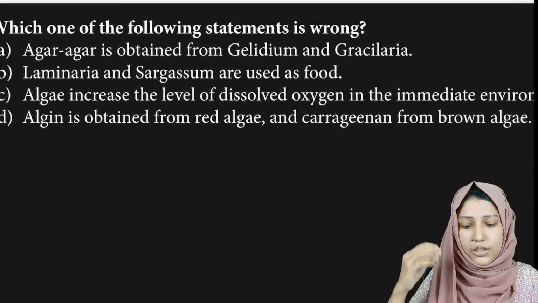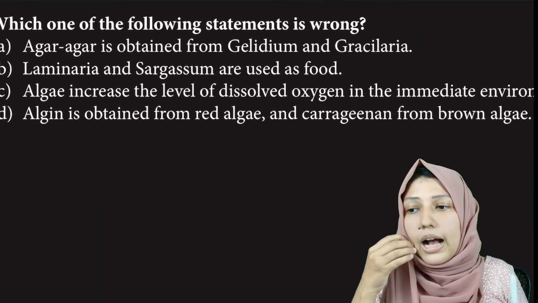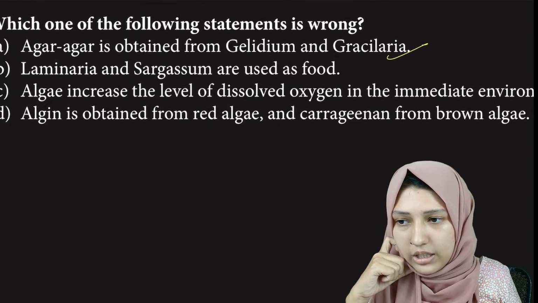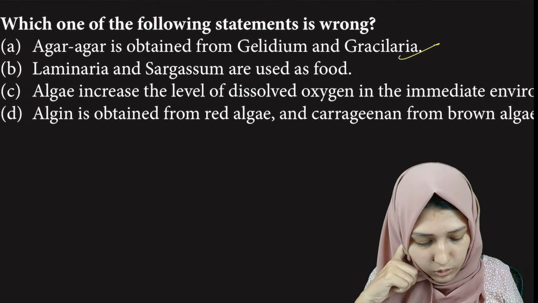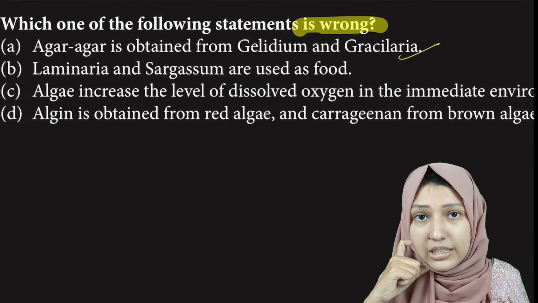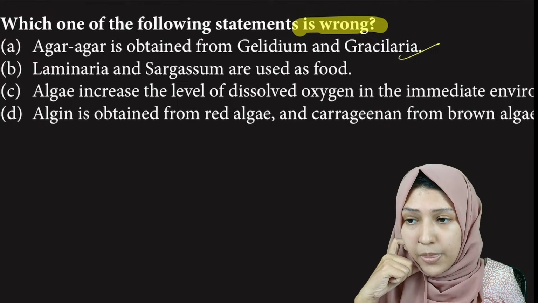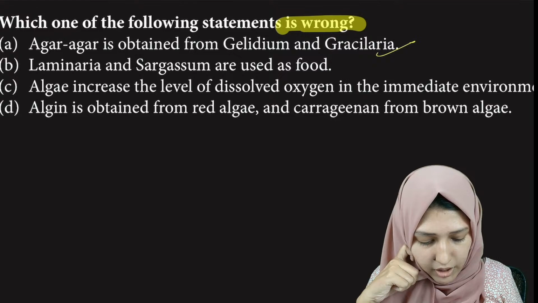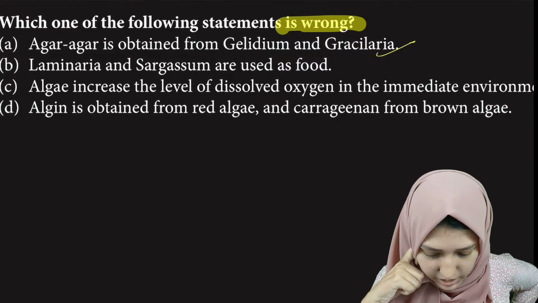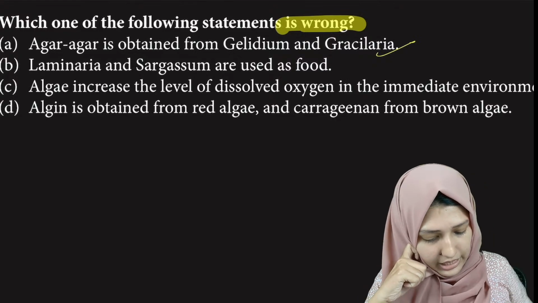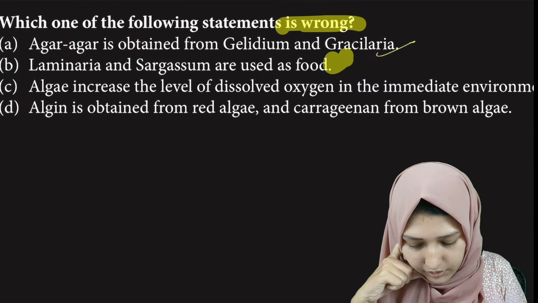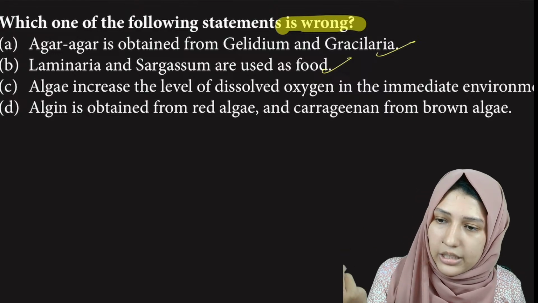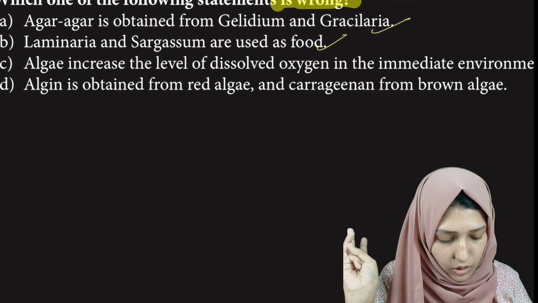Okay, now the next question. Which one of the following statements is wrong? Agar-agar is obtained from Gelidium and Gracilaria. It is right, as given in NCERT, so that is not a wrong statement. We are looking for the wrong statement. Laminaria and Sargassum are used as food. Algin is obtained from red algae. Algae increase the level of dissolved oxygen in the immediate environment. Okay, right?